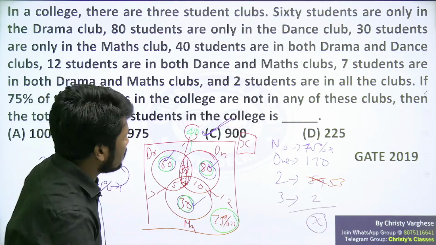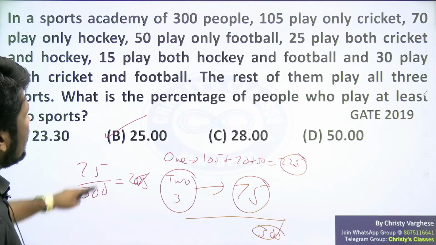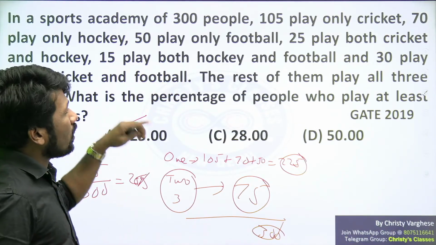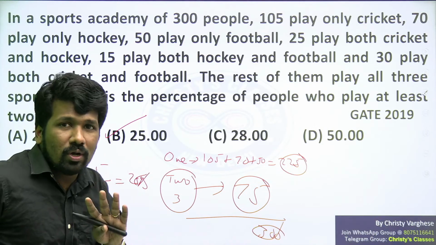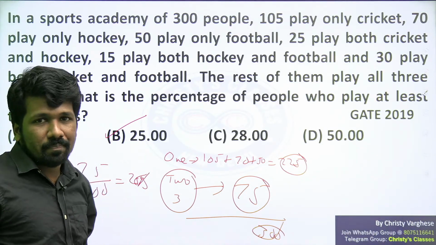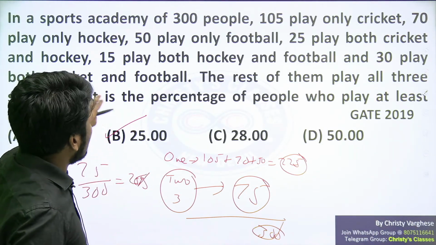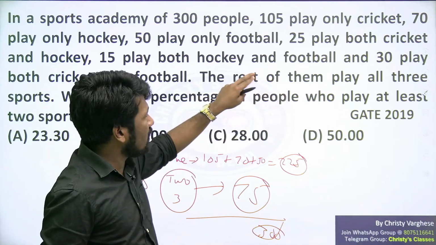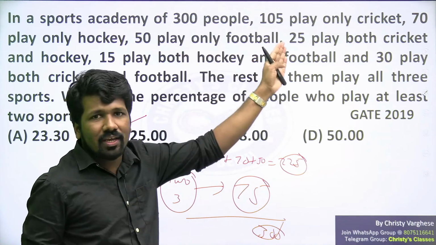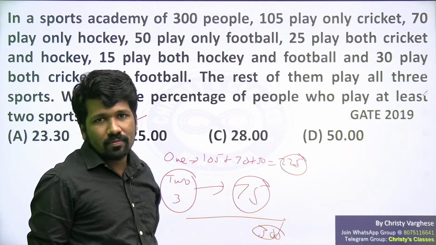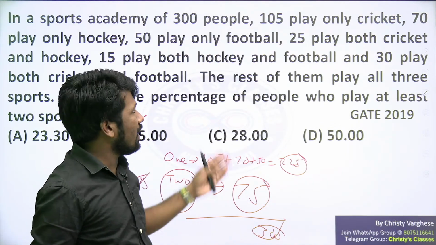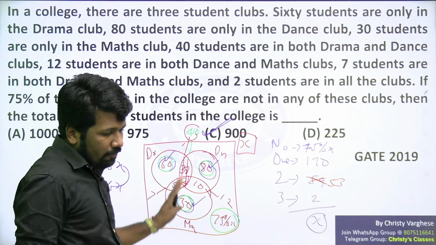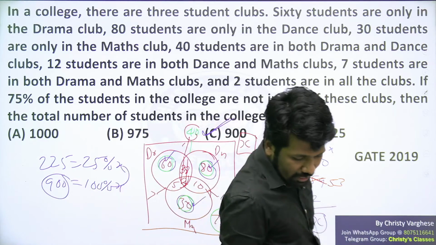In the previous question, both cricket and hockey meant hockey and cricket, not only hockey and cricket playing people. How do we understand? Because the question says rest of them. Rest of them means definitely all the remaining are disjoint sets only. So that is how we can understand that difference. So be careful about that part, practice more questions to get clarity on that.